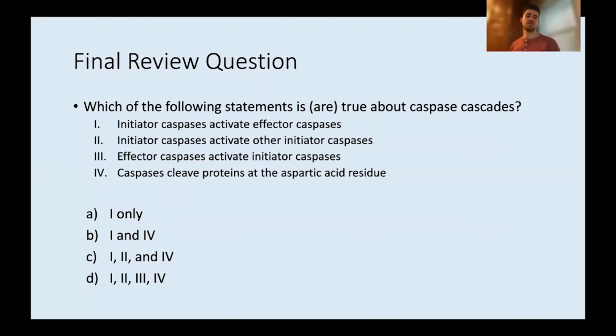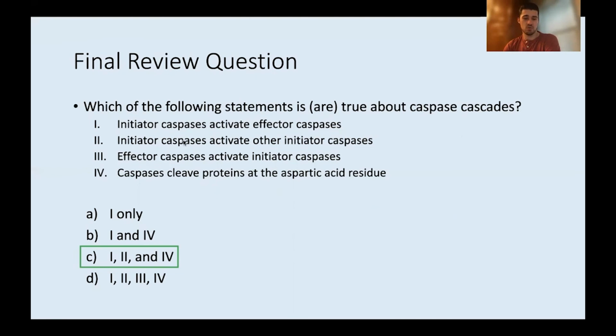Okay, so here's the final review question. Which of the following statements is true about caspase cascades? The answer to this question is C. And we could read all four of them, and we'll just go through them individually. Roman numeral 1 says, initiator caspases activate effector caspases. The question, remember, is asking which of the statements is true. So initiator caspases do activate effector caspases. So that is a true statement. Roman numeral 2, initiator caspases activate other initiator caspases, which is also true.